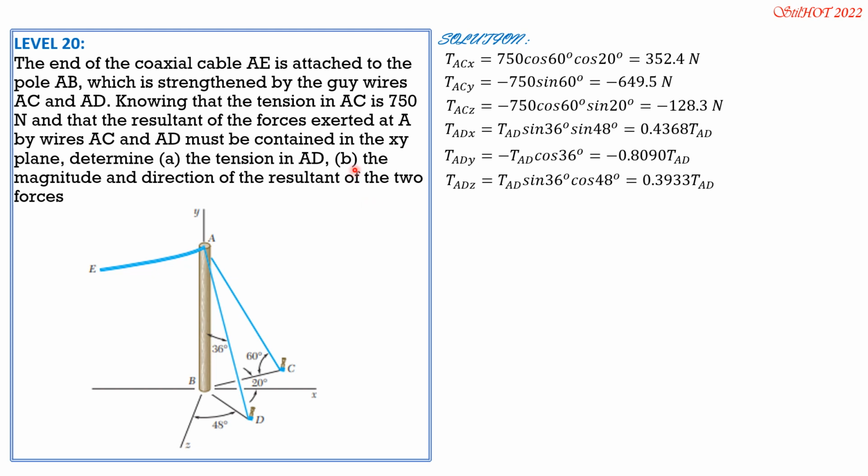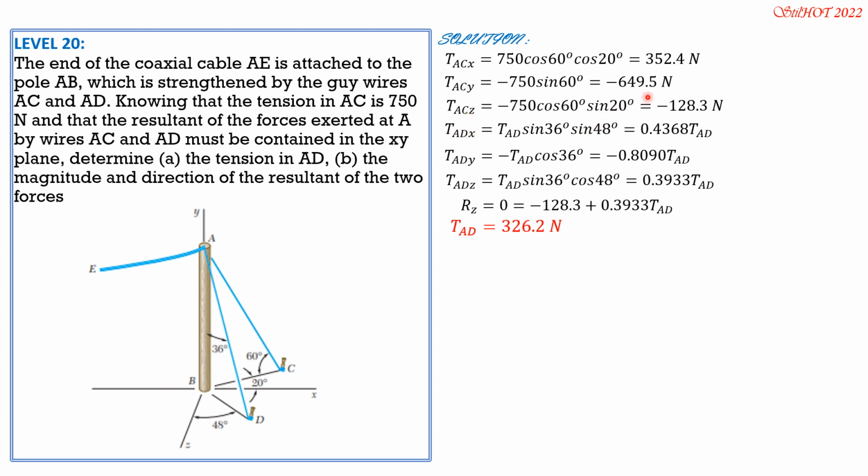So take note that the resultant must be contained in the xy plane. RZ is 0. So we sum up forces along Z to 0: negative 128.3 plus 0.3933 tension in AD equals 0. So we can now compute tension in AD. Tension in AD is 326.2 newtons. Then the magnitude and direction of the resultant of the two forces. There is only Rx and Ry.